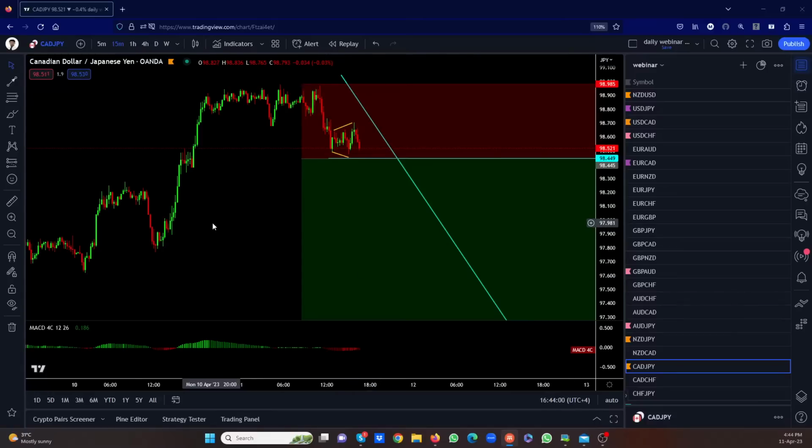Okay, I've got the entry order on. If it breaks the low, I'll go with the trade. There's another yen pair that might be triggering. Let's see which one.